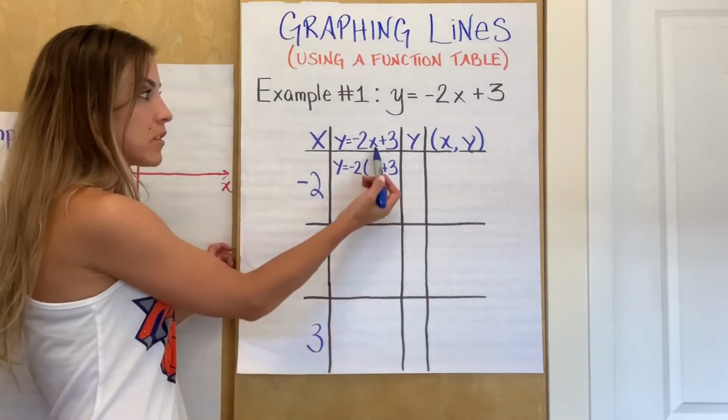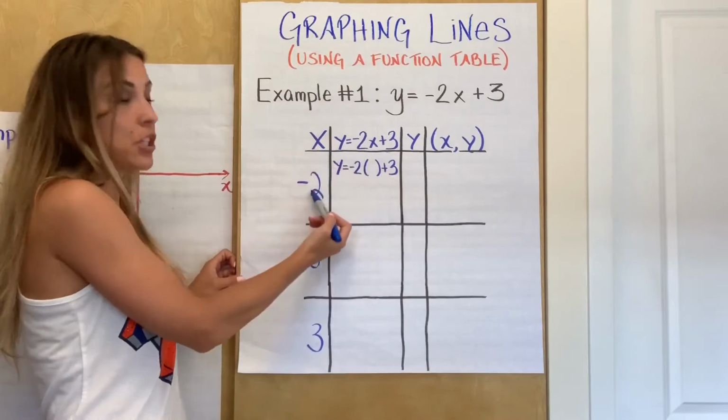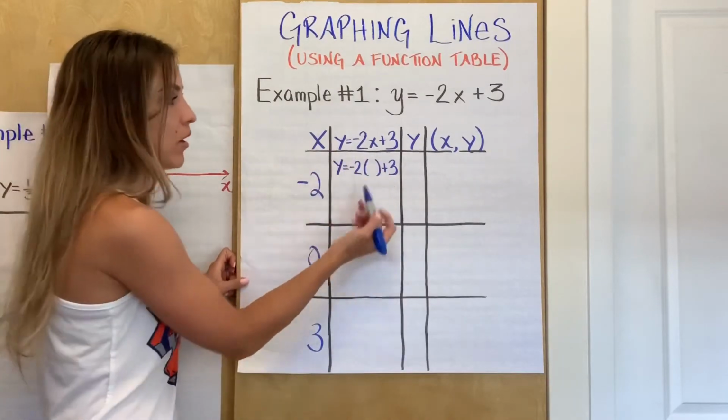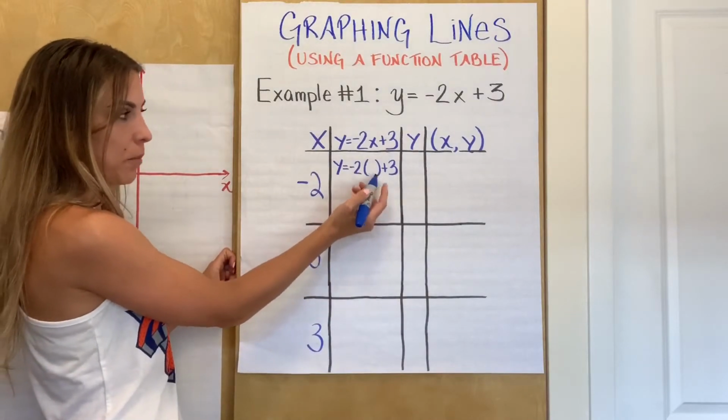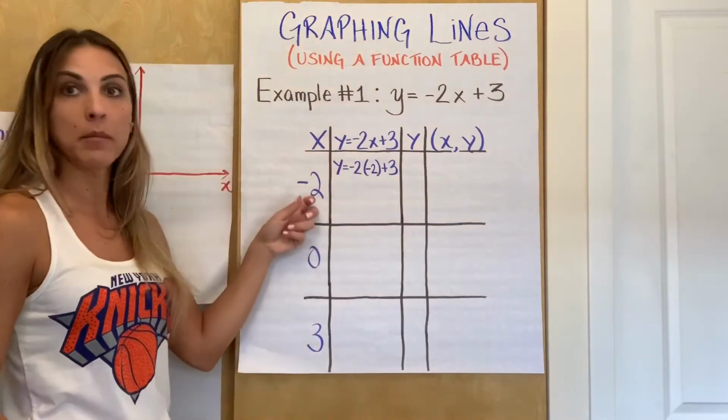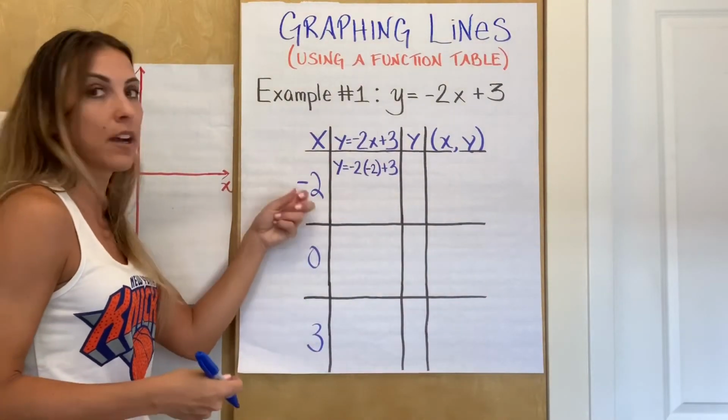Wherever we saw an x, because I randomly chose negative 2 to be my x, I'm just going to substitute x with negative 2. That's what my open parentheses are for here that are blank. I'm filling those in with a negative 2. Why? Just because I randomly picked negative 2 to be my first x value. It could have been anything.